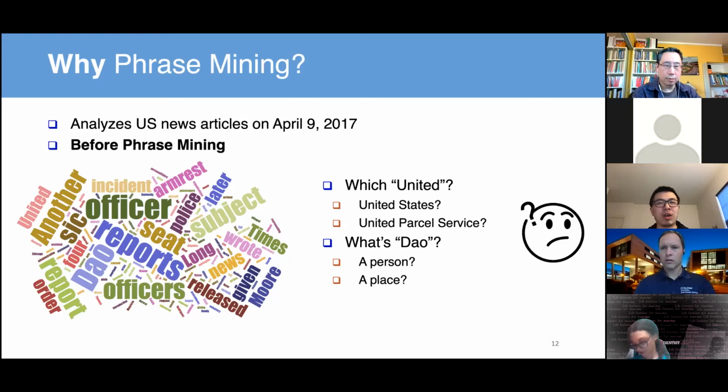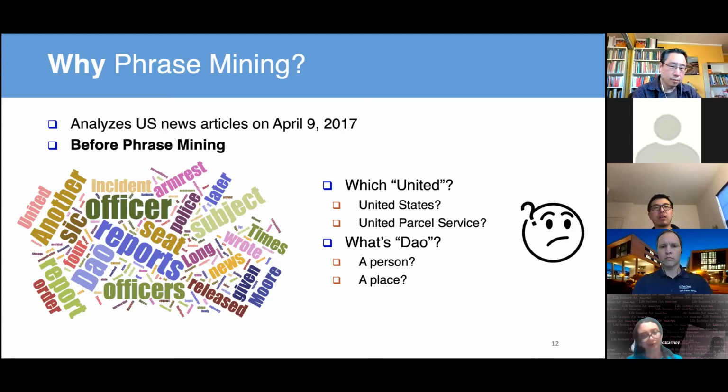And this is the word cloud I got from this unigram counting. There are many interesting keywords here. If you look at this word cloud, at the top left corner, you can see a word called "united". In the middle, towards the bottom left, you have a word "DAO". So you may wonder now, what are their meanings?